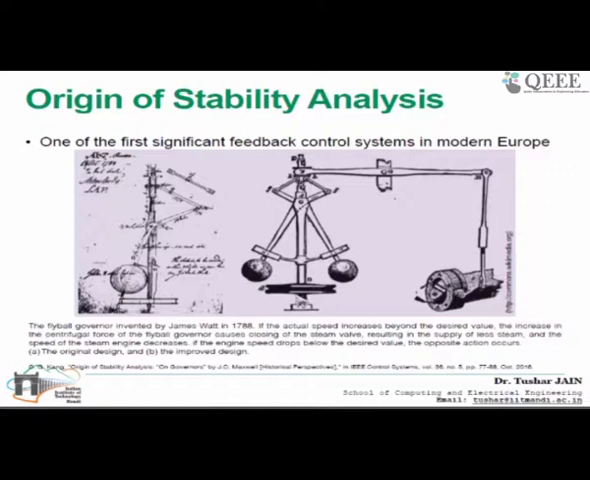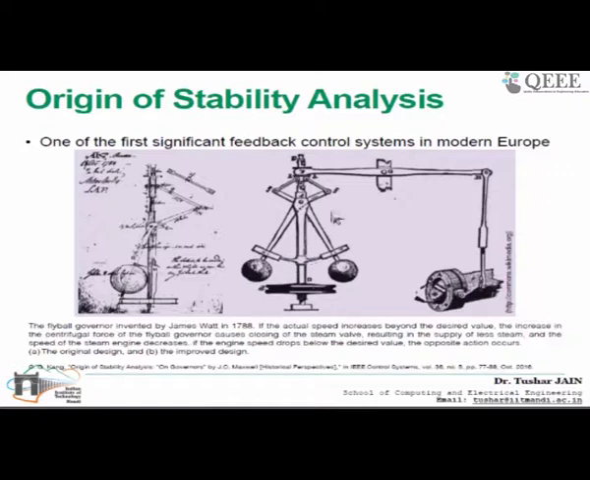What we want to see is the actual speed. Let's say we have a motor attached at the bottom part on this side, of which we want to control the speed. Whenever the actual speed increases beyond the desired value, the centrifugal force of the flyball governor increases. So whenever the speed of this flyball governor increases, like I said, these 2 balls will start moving apart from each other.